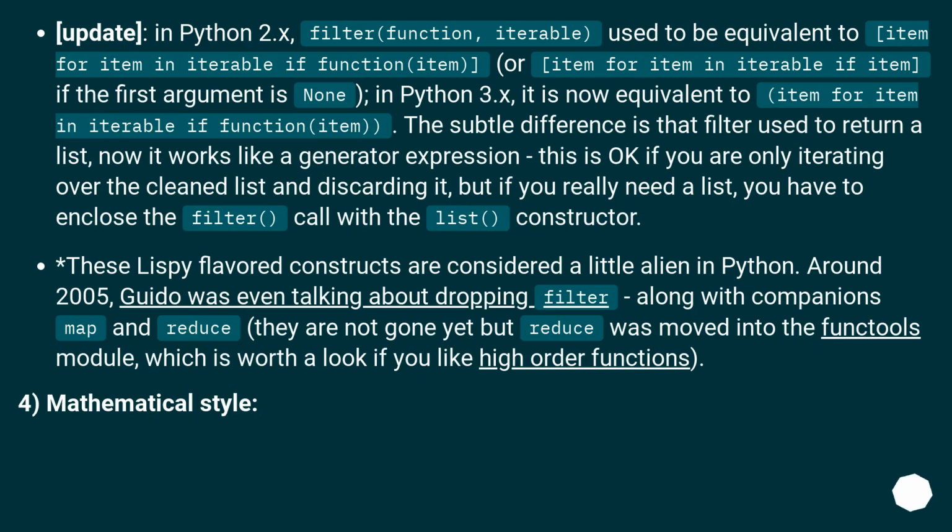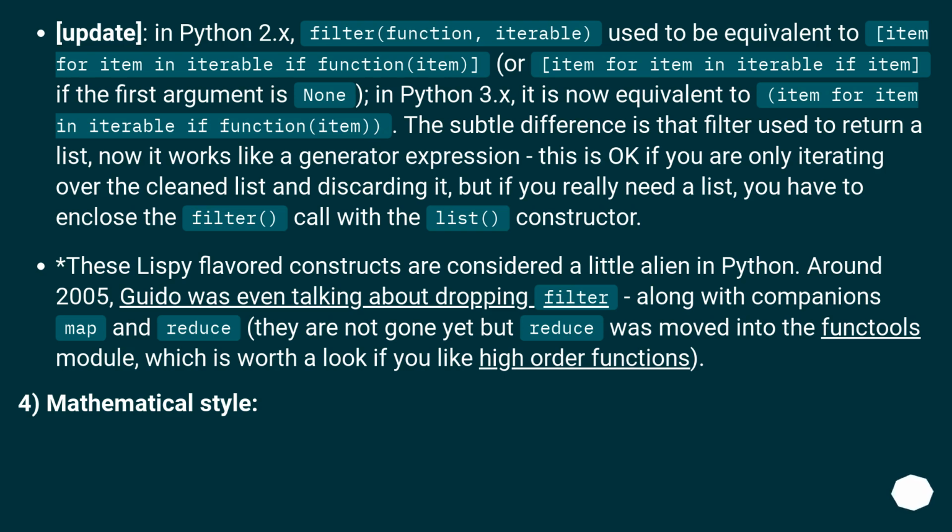Update. In Python 2.x, filter(function, iterable) used to be equivalent to [item for item in iterable if function(item)], or [item for item in iterable if item] if the first argument is None. In Python 3.x, it is now equivalent to (item for item in iterable if function(item)). The subtle difference is that filter used to return a list, now it works like a generator expression. This is okay if you are only iterating over the cleaned list and discarding it, but if you really need a list, you have to enclose the filter call with the list() constructor.